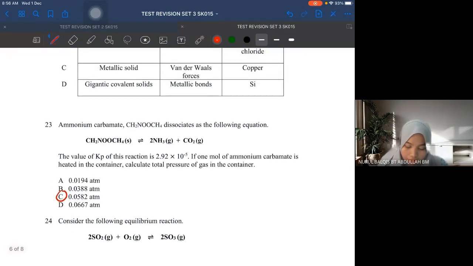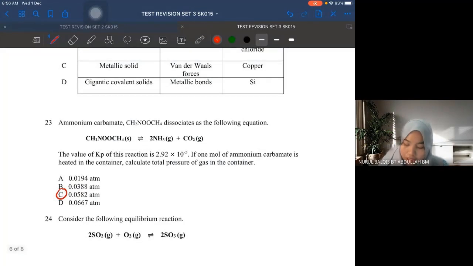Okay. Ammonium carbamate dissociates as the following equations. The value of Kp of these reactions is 2.9 times 10 to the power of -5. If 1 mole of ammonium carbamate is heated in the container, calculate the total pressure. So the total pressure must be at equilibrium. You have informations about your Kp. So you must first do the ICE table.